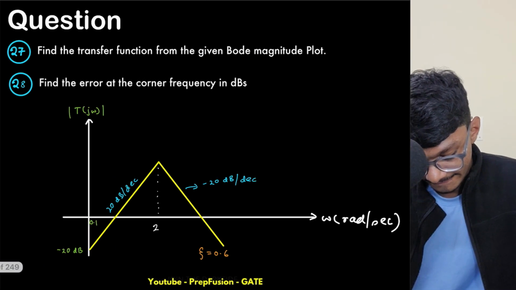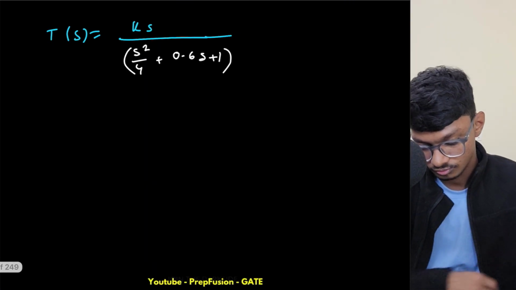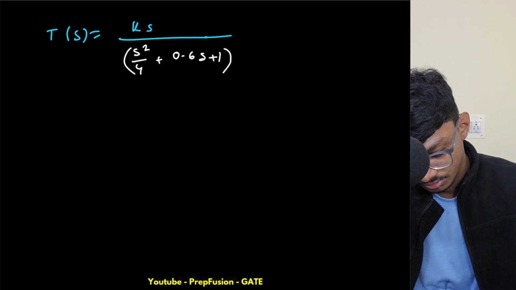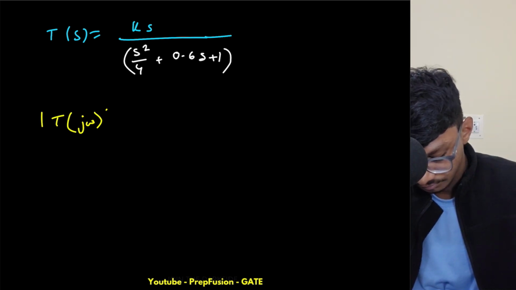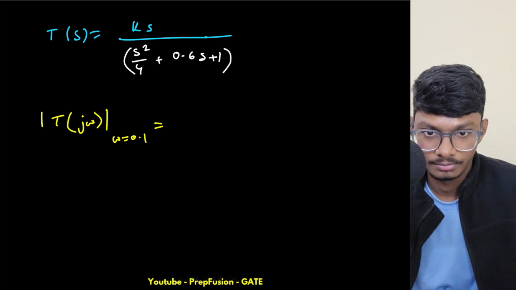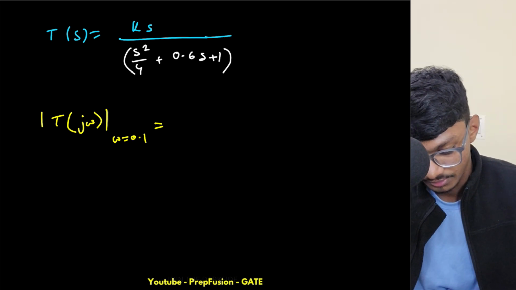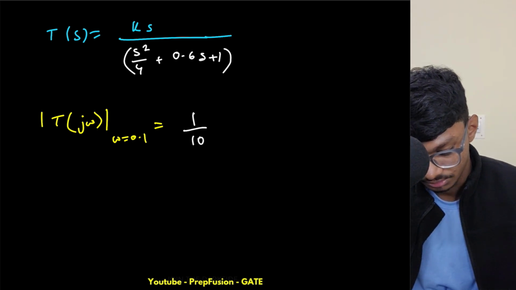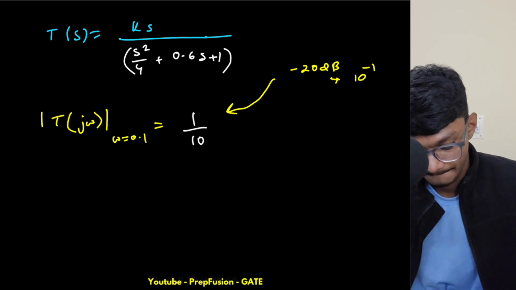What is the value of k? You can understand it from here, right? At omega equals 0.1 they have given me the gain. So the magnitude of j omega at omega equals 0.1 is minus 20 dB. Minus 20 dB is what? 1 by 10. So minus 20 dB means 10 raised to power minus 1.